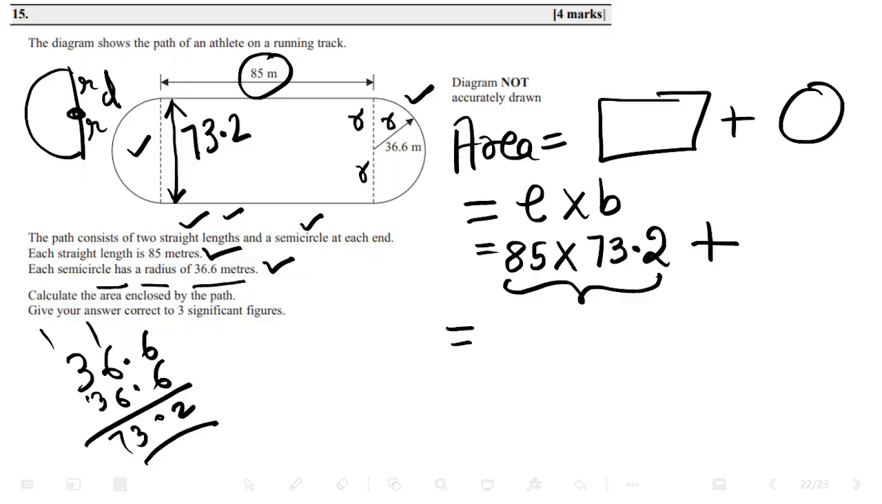Is it 6,222? Very good. This is 6,222. So that is the right answer. Okay, that is the right answer.